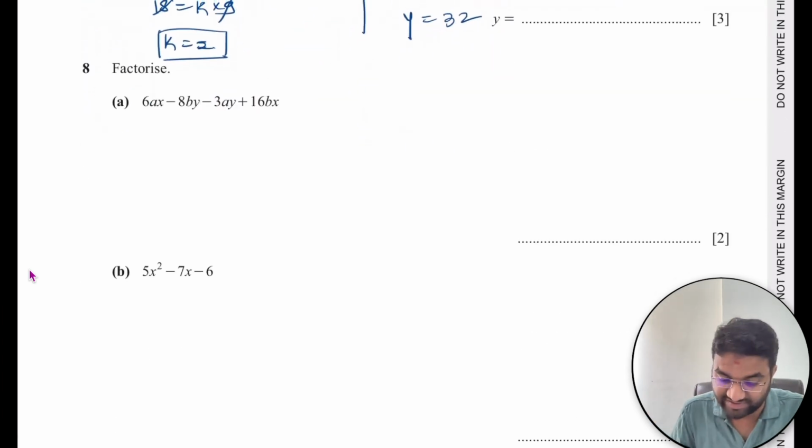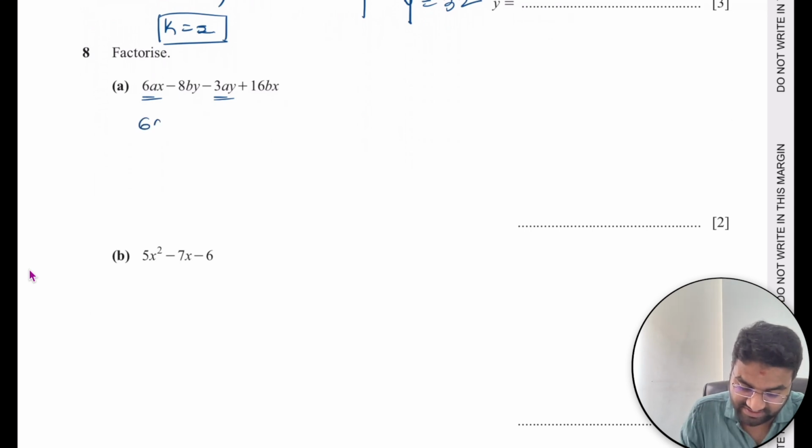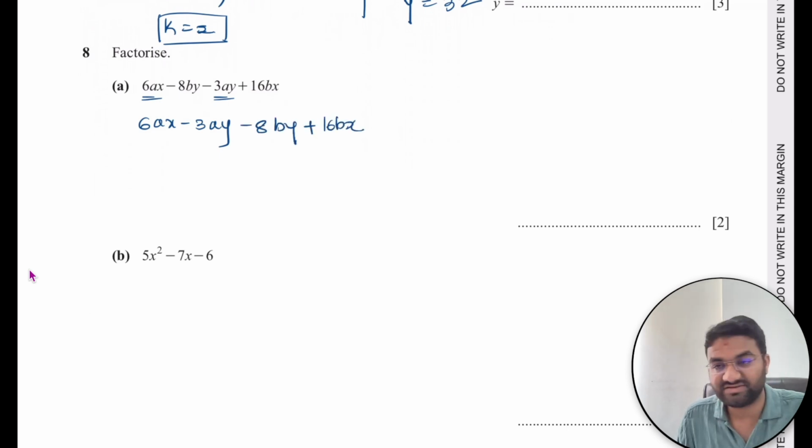Then next, we have to factorize. We have two questions here. One is 6ax minus 8by minus 3ay plus 16bx. So you have to check in this question. Firstly rearrange this one, and put 6ax and 3ay together. So here 6ax minus 3ay, right? Then minus 8by plus 16bx together.